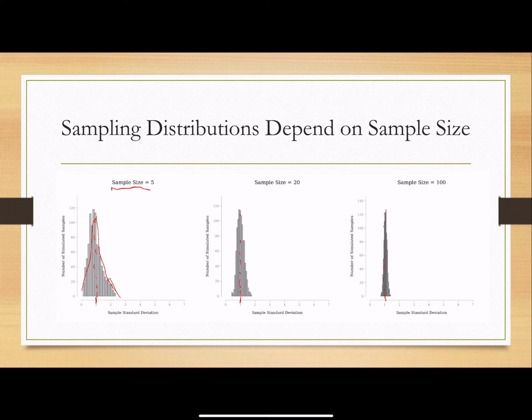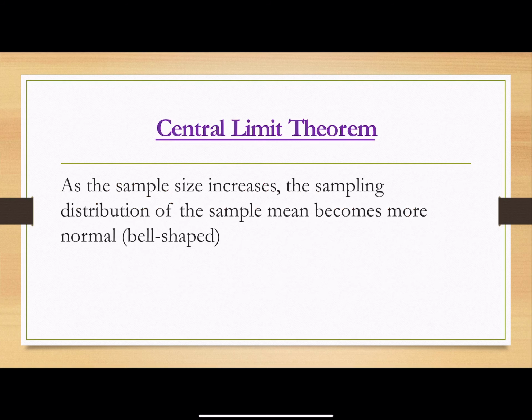So if you take a sample class size of, say, 5 people, you might get a wide distribution. If you had a class size of 20, you'd get a more narrow distribution. And the bigger your class size, the more narrow it's going to be. So this is how it's going to work. And this is all a result of something called the central limit theorem. In some sense, it is the most important theorem in all of statistics, you might say.